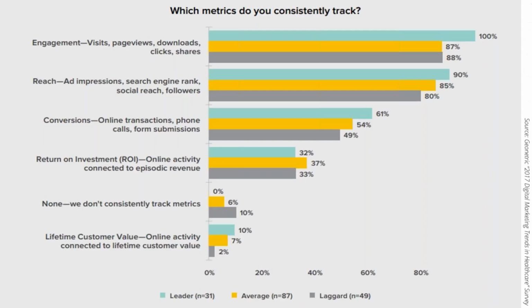And if you do that already, you're in good company. Respondents to our 2017 survey told us that the content marketing metric they most often track is engagement, and that comes down mostly to visits, page views, downloads, clicks, and shares. And reach, like ad impressions and search engine ranking, comes in not far behind at number 2.